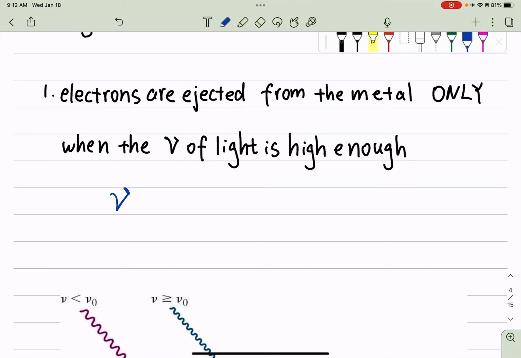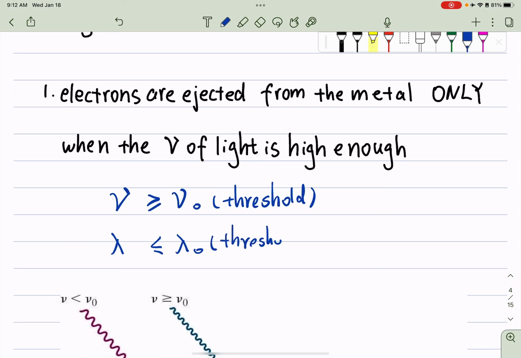So what we're going to have is that the frequency of the injected light needs to be above some threshold frequency. Or if we're talking about the wavelengths of the light, it must be smaller than some threshold wavelength. So if your frequency is smaller than the threshold frequency, no matter how big the intensity is, no matter how big the amplitude of your wave is, you don't have any photoelectrons ejected.